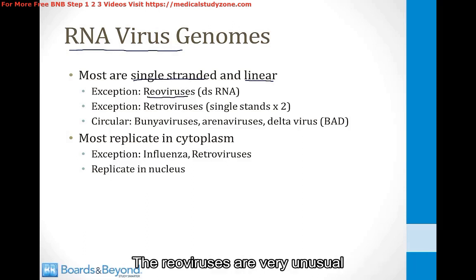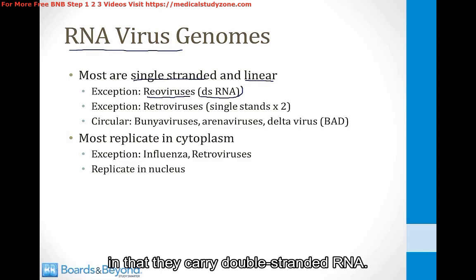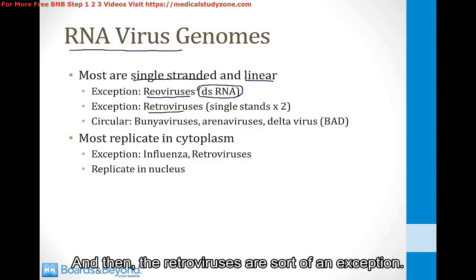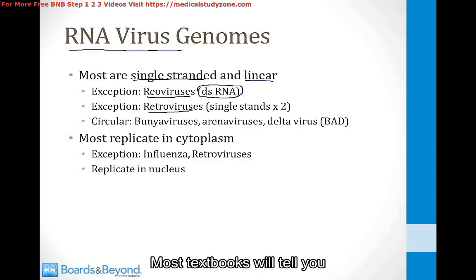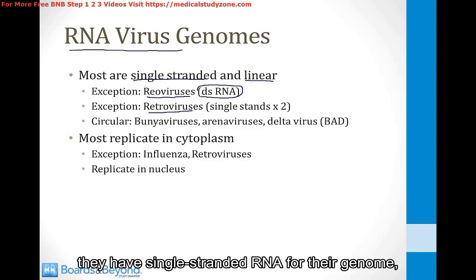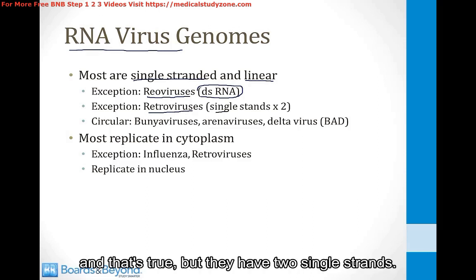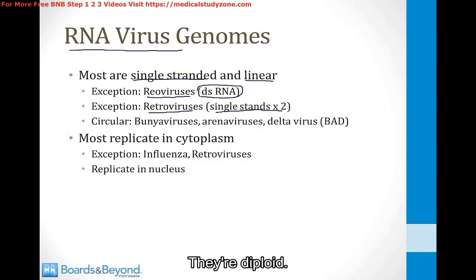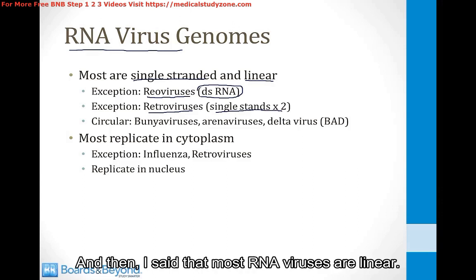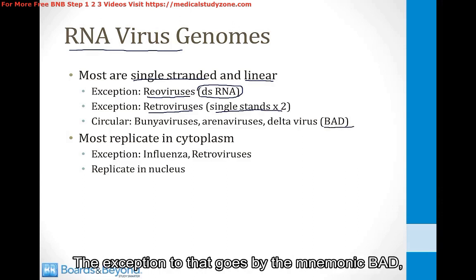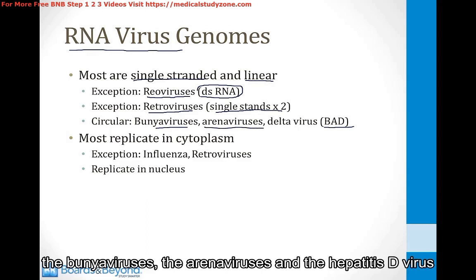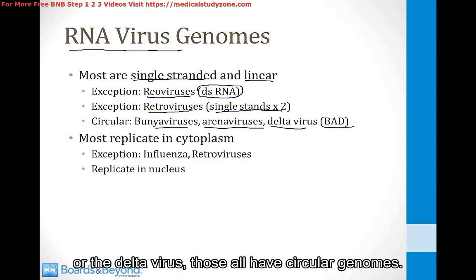The reoviruses are very unusual in that they carry double-stranded RNA. And then the retroviruses are sort of an exception. Most textbooks will tell you they have single-stranded RNA for their genome, and that's true, but they have two single strands. They're diploid. And then I said that most RNA viruses are linear. The exception to that goes by the mnemonic BAD. The Bunyaviruses, the arenaviruses, and the hepatitis D virus or the Delta virus, those all have circular genomes.